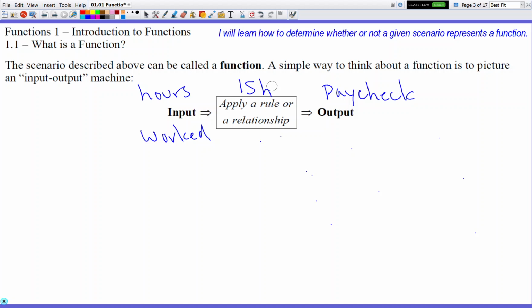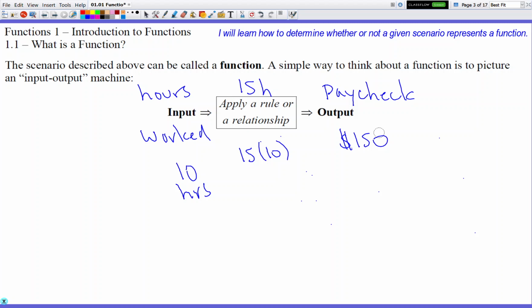Our input is hours worked, so let's pretend I work 10 hours. That's how long I work in that one particular pay period. And when I multiply it by 15, because that's how much I get paid per hour, you get your output of $150. So that's pretty much a function that you can see in the real world, right?